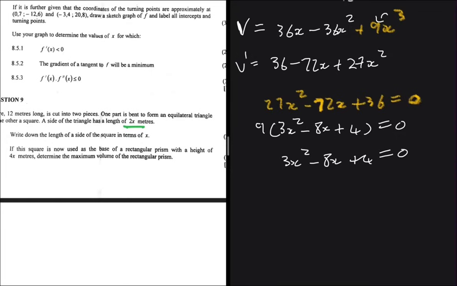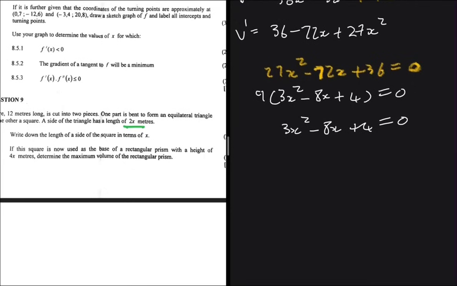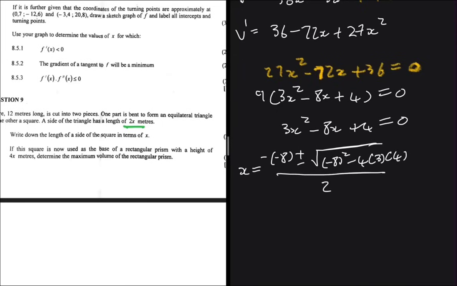Now we just need the x values for this quadratic function. It's a bit difficult for me to factorize it when it looks like this. I always resort to using the quadratic formula. So x is equal to minus b plus or minus the square root of b squared minus 4ac, divided by 2a. So minus minus 8 plus or minus the square root of minus 8 squared minus 4ac, where a is 3 and c is 4, and everything divided by 2 multiplied by 3. Let me put this in my calculator real quick.